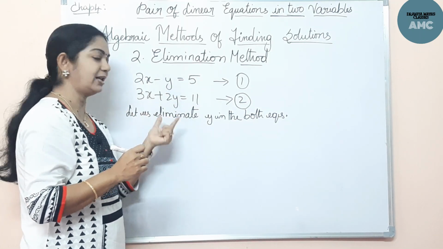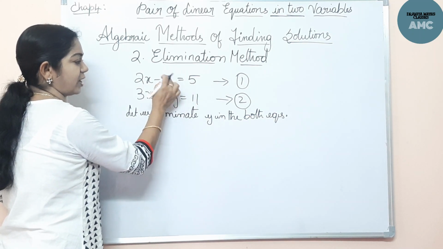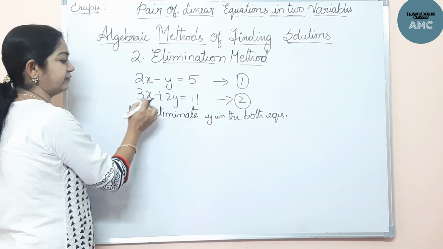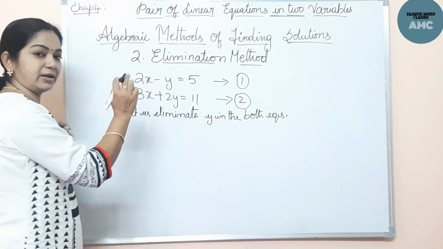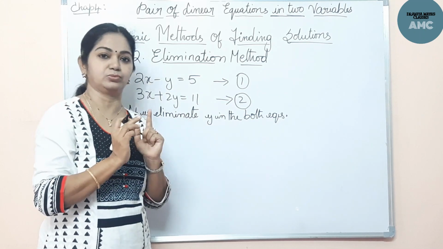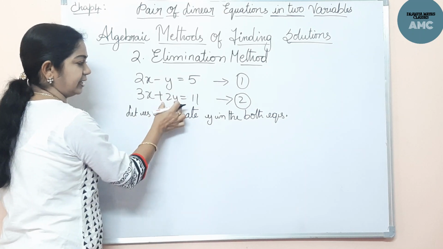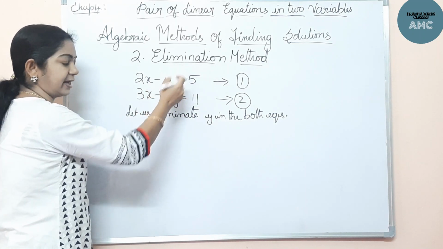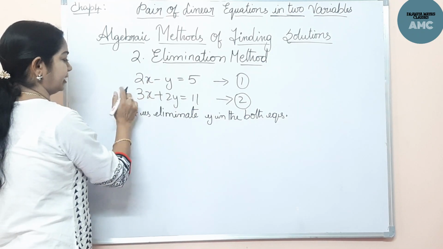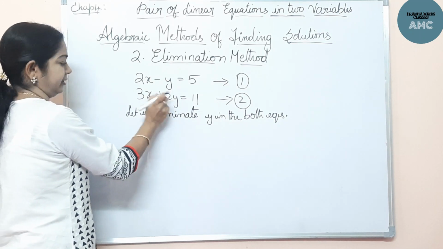Now how to eliminate y? We will see the coefficients. In the first equation, the coefficient of y is minus 1 and the coefficient of y here is 2. See, 1 and 2. LCM of 1 and 2 is 2. To eliminate, these two must be the same so that I can cancel off. So to bring it to the same value, we will multiply the first equation with 2 and the second equation with 1, right? Like this.